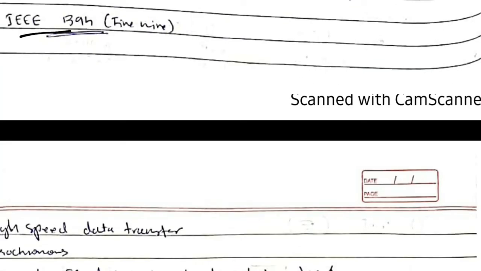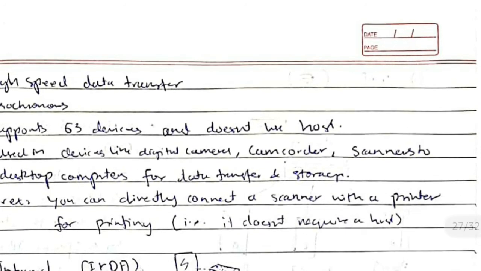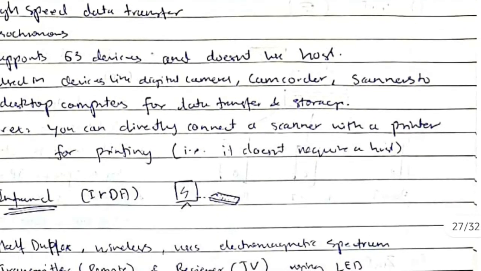IEEE 1394 is a cable here which supports isochronous transfer of data, meaning real-time transfer of data, and it's very high speed transfer of data, and it supports 63 devices, and it doesn't use any host. Okay, because the data is being transferred between two devices. Okay, and you can directly connect a scanner with a printer, meaning many possibilities are there for faster transfer of data, and it is used in devices like camera, camcorder, scanners, desktop computers, and so on.